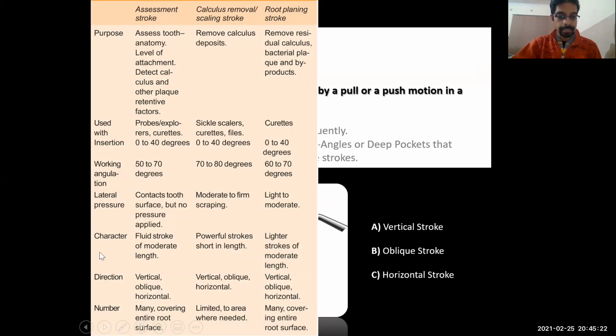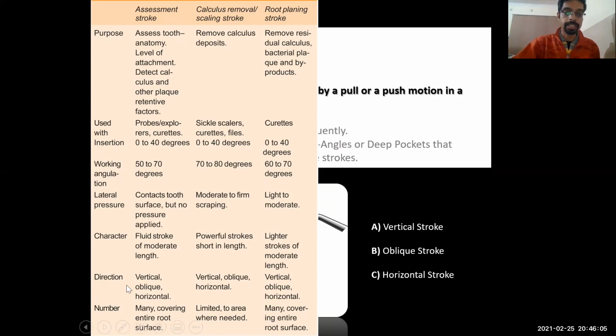Now, what is the character? This is another very important part: the character of the stroke. Character means it is a fluid stroke of moderate length. Then calculus removal is a powerful stroke, short in length. How these differ is that for removing calculus, we have to give more force but for short length, so it is a forceful short stroke. Then root planing is lighter in force and moderate length. Okay, so these are the characters.